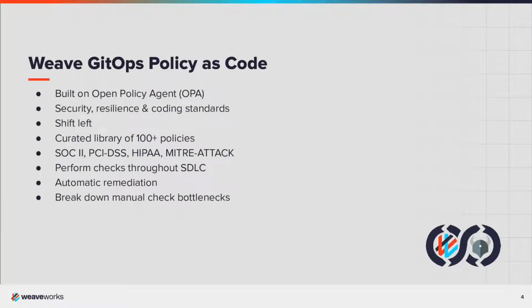Weave GitOps Trusted Delivery is built on the standard Open Policy Agent. It includes a curated library of over 100 policies, covering industry standards and best practices. Policy checks can be performed throughout the software delivery lifecycle, for example via a GitHub action on pull request, integrated into continuous integration image builds, and there's an admission controller at deploy time.